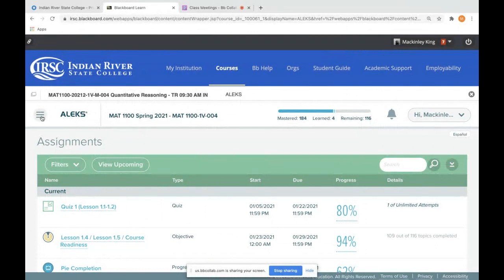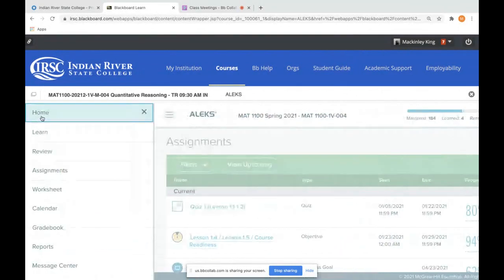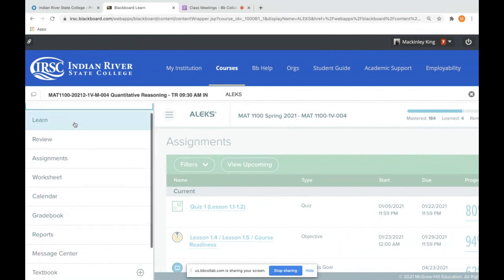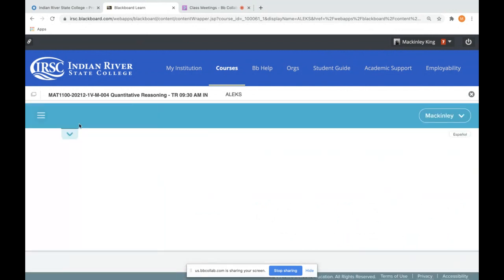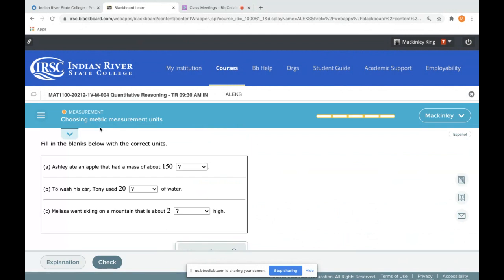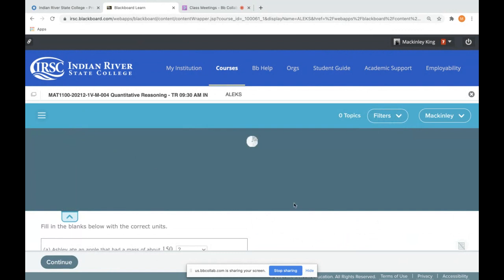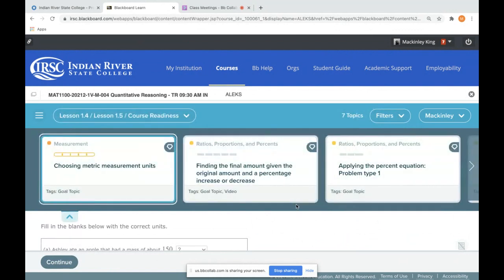Okay, so now go to the 3 lines. Yeah, go there. And let me see what else is available to you. See where it says Learn? Yeah. Go ahead and click on there. I want to see something. All right, now let me see here. Now it says choose metrics. Okay, hit that little arrow down there. Let's see what happens.